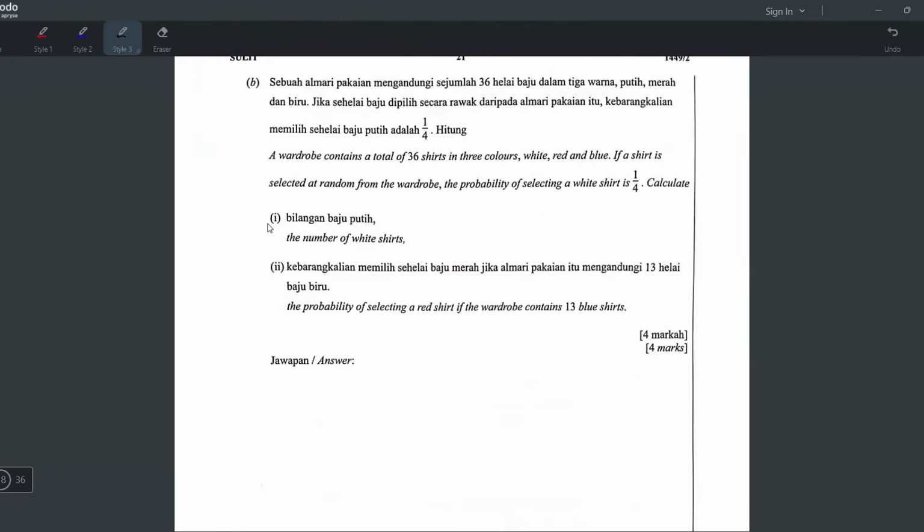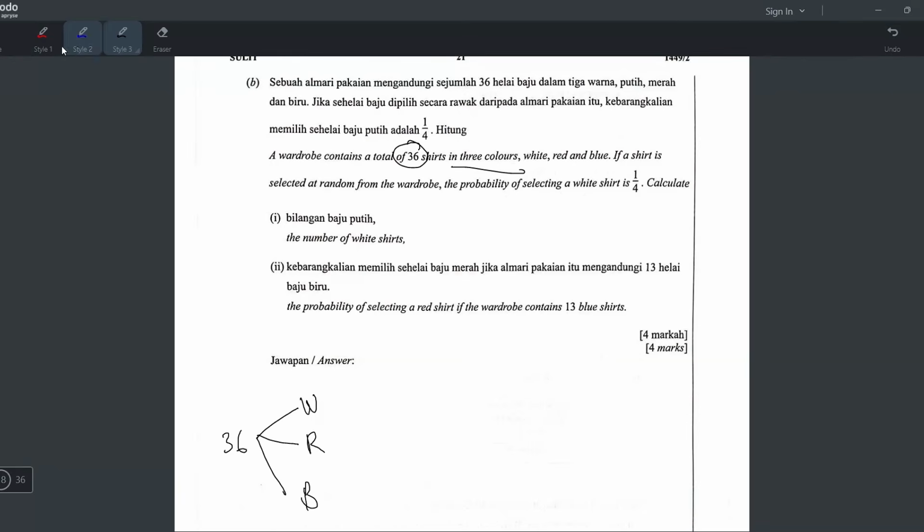Okay, B. Okay, we are still doing probability. A wardrobe contains a total of 36 shirts in three colors. White, red and blue. Okay, kalau saya akan lukis. And usually I'll draw like that. Yeah. So that I understand the question. White, red, blue. 36 is the total. Okay, if a shirt is selected at random from the wardrobe, the probability of selected white shirt is 1/4.